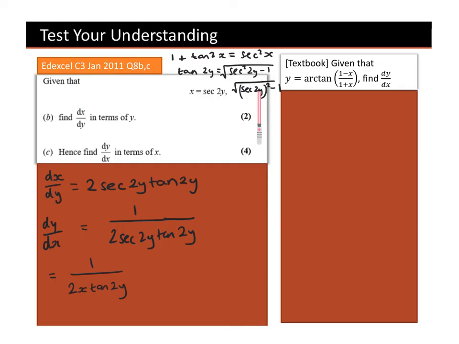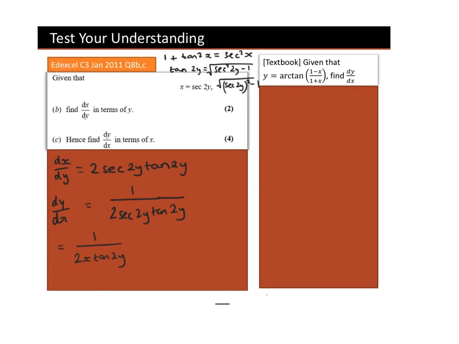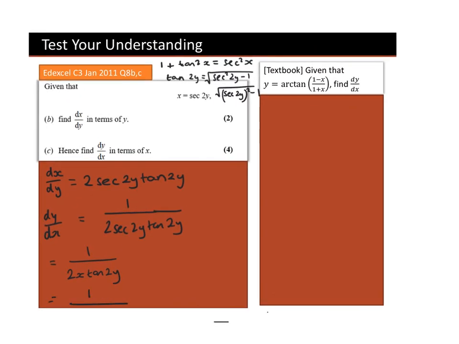That's x, isn't it? So tan of 2y actually equals, I'm just running out of room, 1 over 2x root, and instead of writing sec of 2y squared, we know that sec of 2y is x, so then we're going to get x squared minus 1. And there we go. I have written the differential of 1 over 2 sec 2y tan 2y in terms of x, okay?